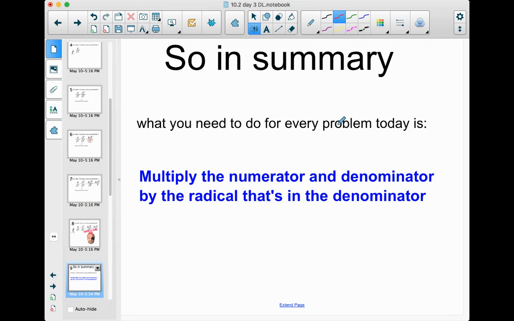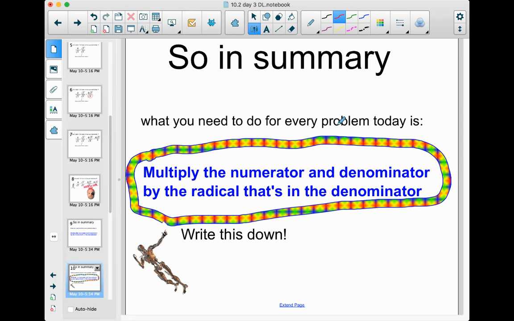Okay, so in summary, what you need to write down, because you're going to do this in every single problem today, is you need to multiply the numerator and the denominator by the radical that's in the denominator. Okay, and we're going to go through 4 examples that look just like the ones in your homework, and you can refer to these to help you. Once you get the hang of it, this is actually pretty easy.